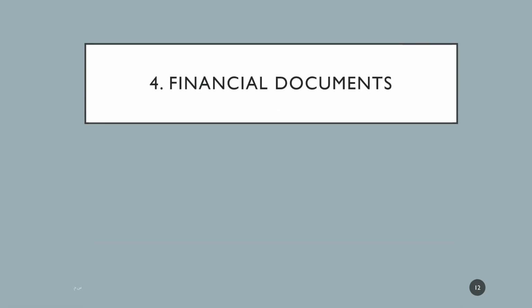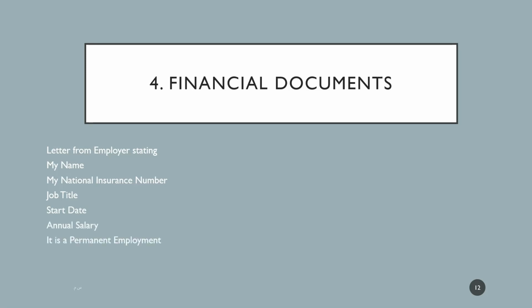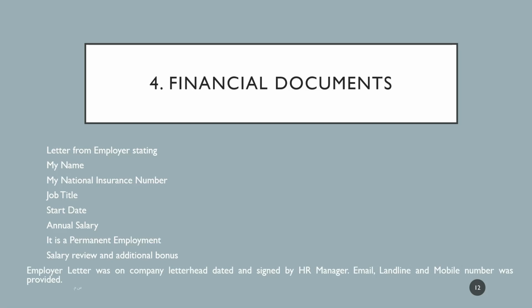After relationship documents, the next set of documents are financial documents. These include letter from employer that states my name, my national insurance number, job title, the start date, my annual salary, that it's a permanent employment, my salary review and additional bonus. I also made sure that employer letter was on company letterhead, dated and signed by HR manager. I provided all sorts of contact details in case Home Office wants to verify it.